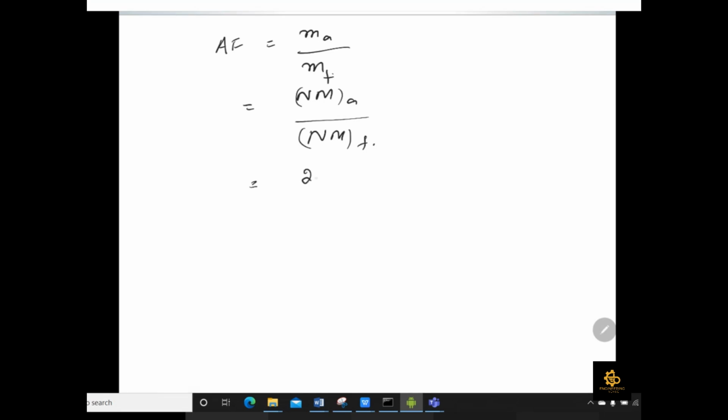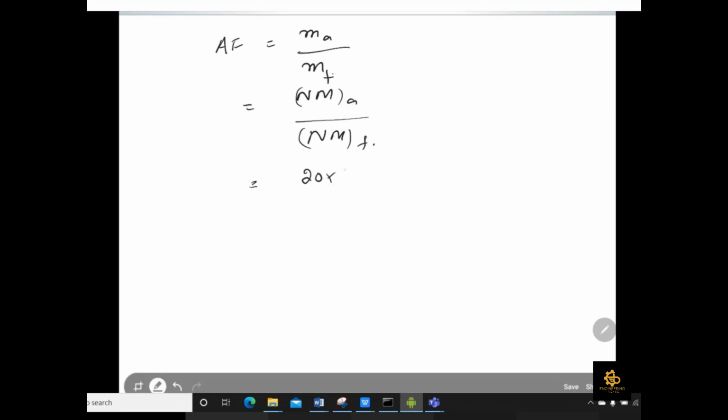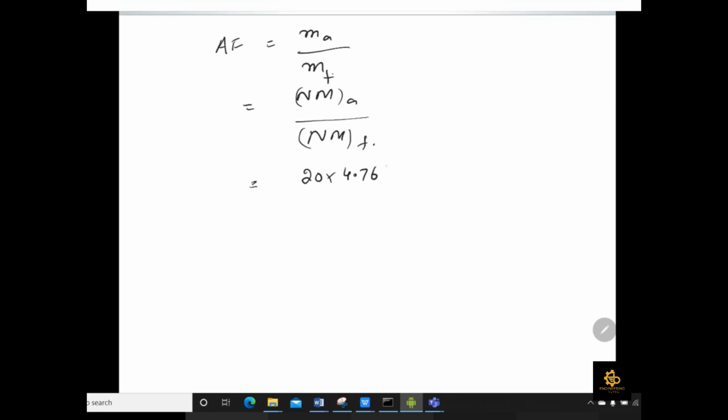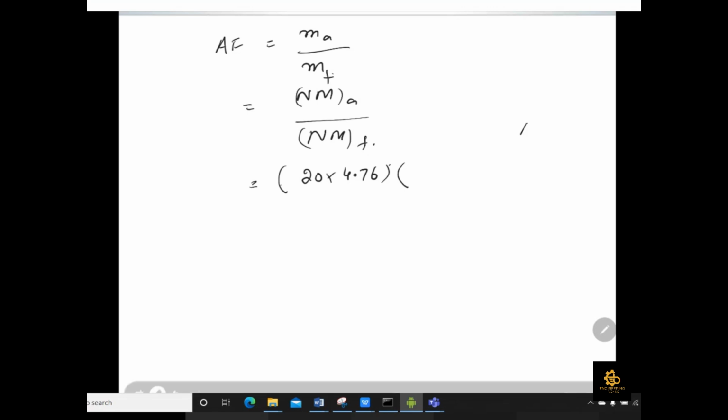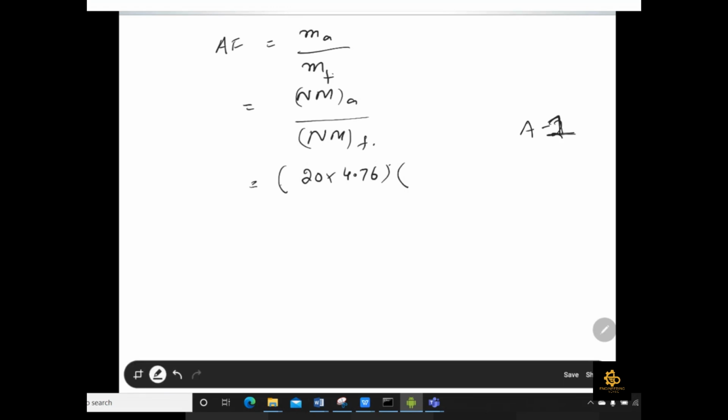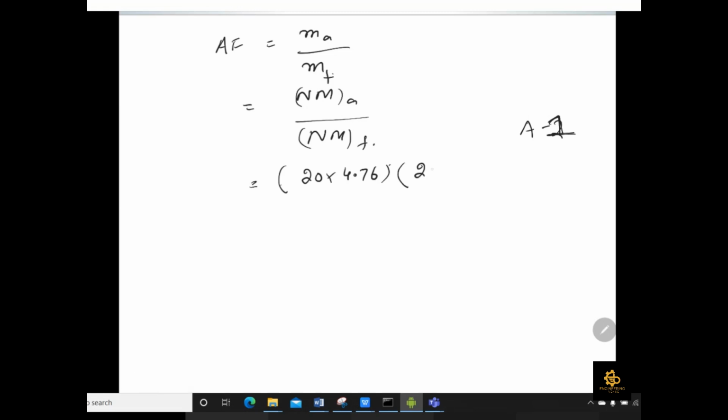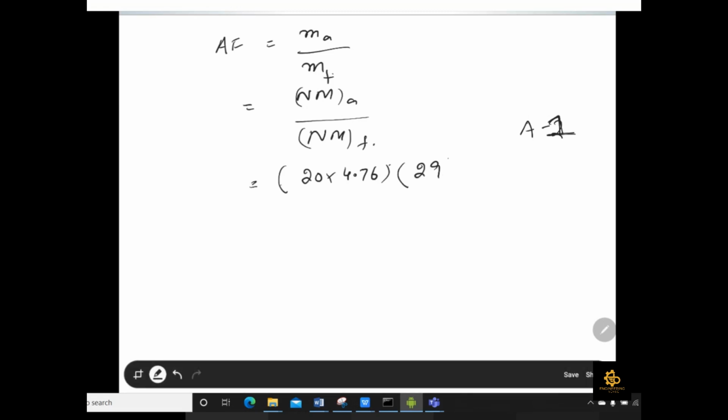air is basically 20 into 4.76, which is the fuel basically, and now which is basically the oxidizer. Now here we have to multiply the molar mass of air. You can go to Table A1 in the thermodynamics book, and from there you can easily get the value of the molar mass of air, which I think is 29 kilogram per kilomole.